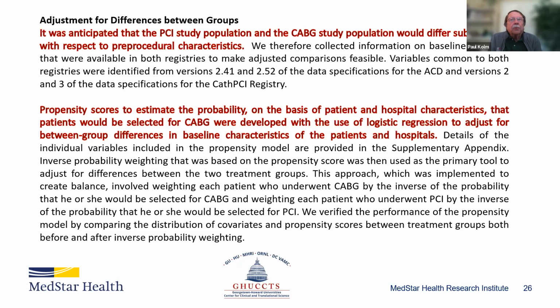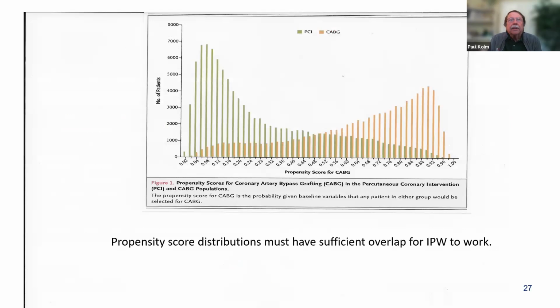We then use propensity scores to adjust for these between-group differences in the baseline characteristics of patients and hospitals. And this is a graph of the propensity scores, in this case for CABG. This is what you hope to see when you calculate the propensity scores.